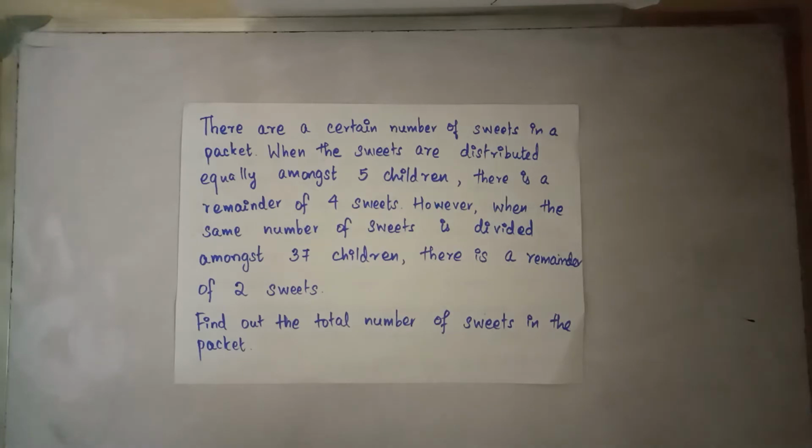In this video, we'll be looking at a problem based on arithmetic numbers. There are a certain number of sweets in a packet. When the sweets are distributed equally amongst 5 children, there is a remainder of 4 sweets. However, when the same number of sweets is divided amongst 37 children, there is a remainder of 2 sweets. Find out the total number of sweets in the packet.